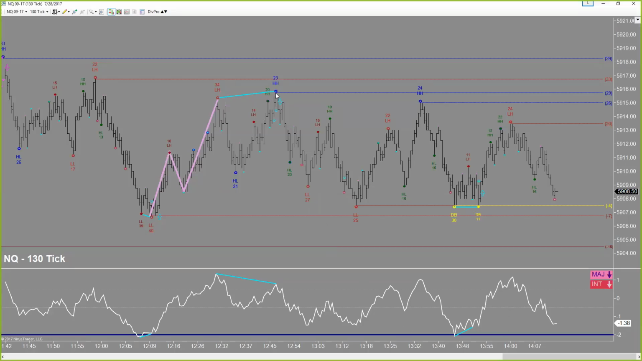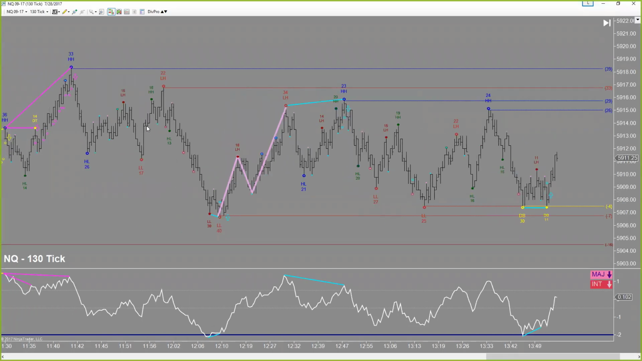Okay, so the major swings are these little circles. You can make them whatever object you want, whether it's a dot, a little circle with a hollow center, a square, whatever. And we're counting the number of ticks from low to high, or basically multiples of the average range of the bar. So you could display this in ticks or average range.